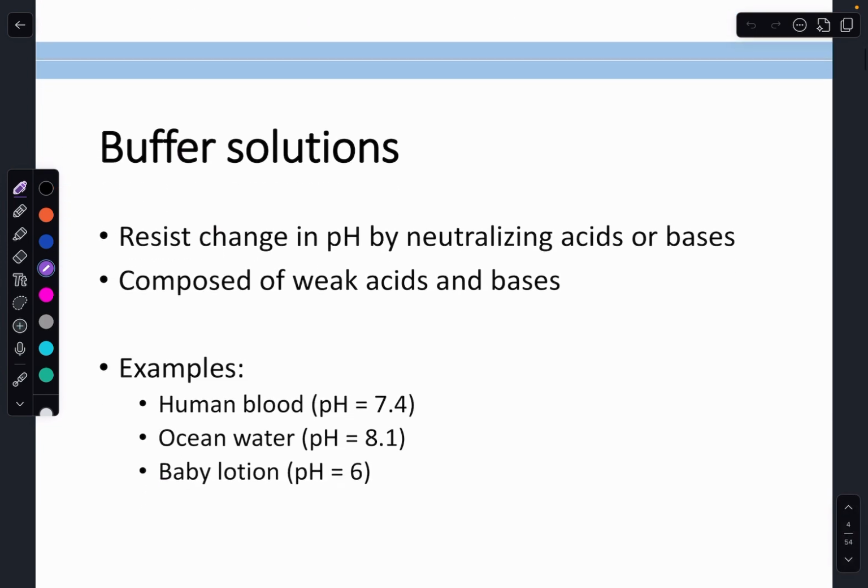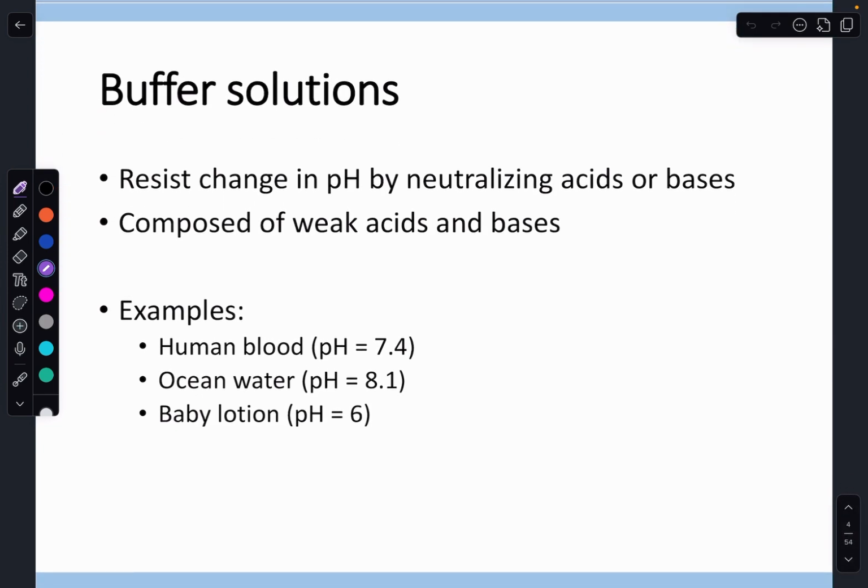Okay, so buffer solutions, what this actually means. These are solutions that resist change in pH by neutralizing acids or bases. So a buffer solution itself is composed of weak acids and bases. And so if other acids or bases are added to that buffer solution, the pH of the solution doesn't change because acids and bases that are already in the buffer solution will react with the added acids and bases.